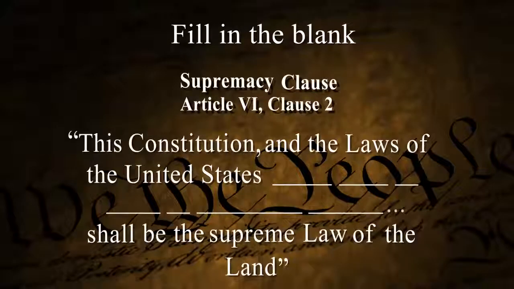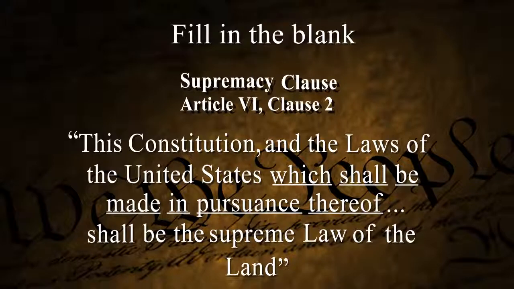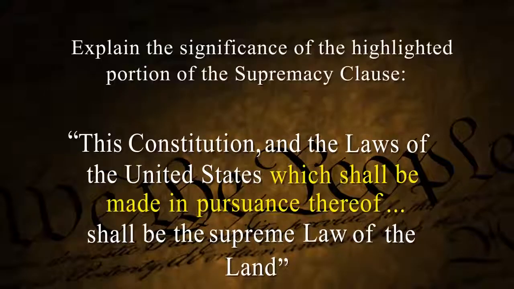Okay. Next thing is fill in the blank. This Constitution and laws of the United States, which shall be made in pursuance thereof, right? That's the condition, remember? Okay? And the next question says, essentially, what does that mean? Explain the significance of the highlighted portion of the supremacy clause, this yellow part, which shall be made in pursuance thereof. Tell me the significance of that. What does that mean? I'm listening. Go for it. Good. Keep going. I don't know where you're at.